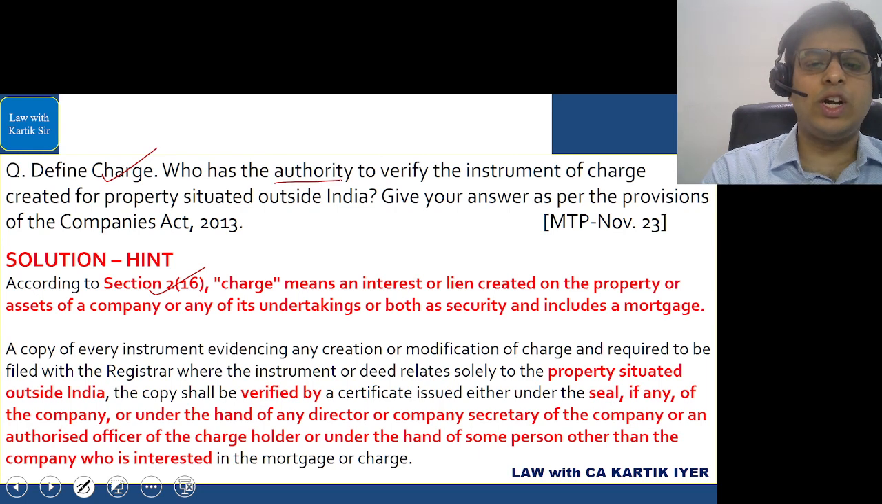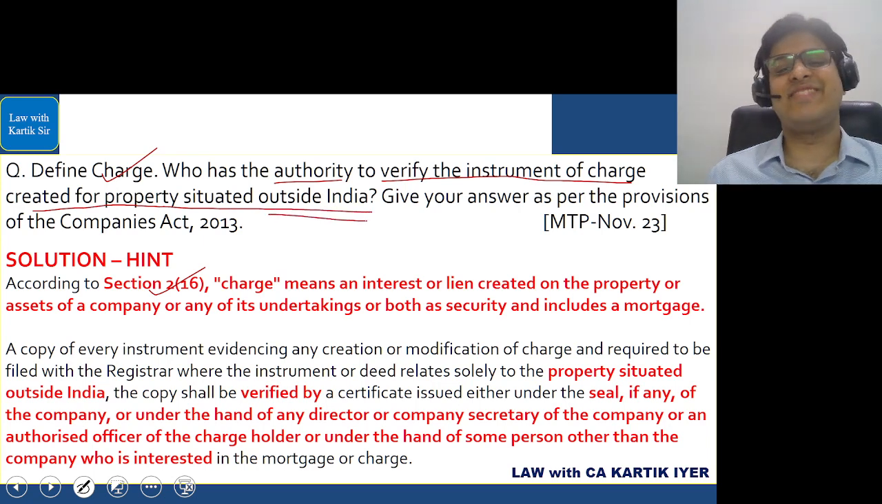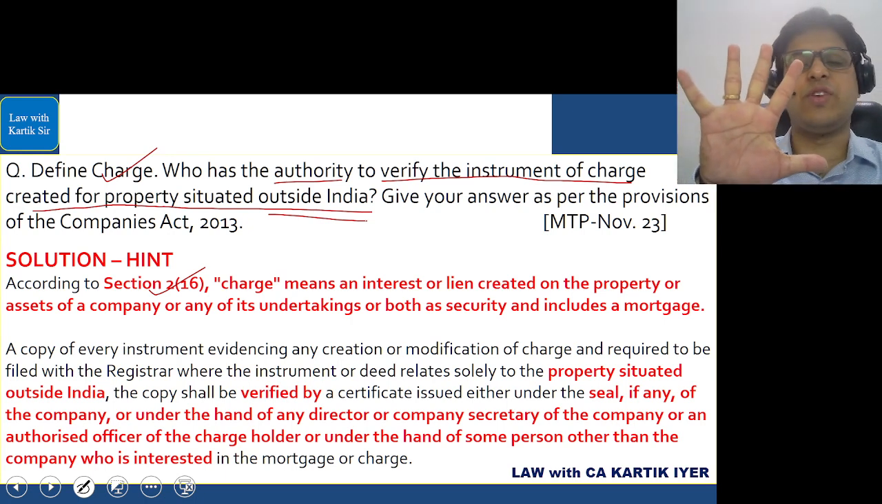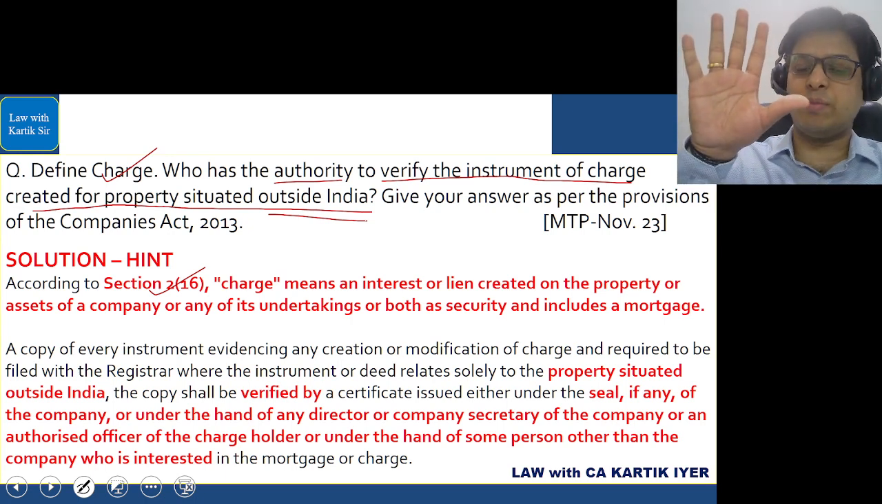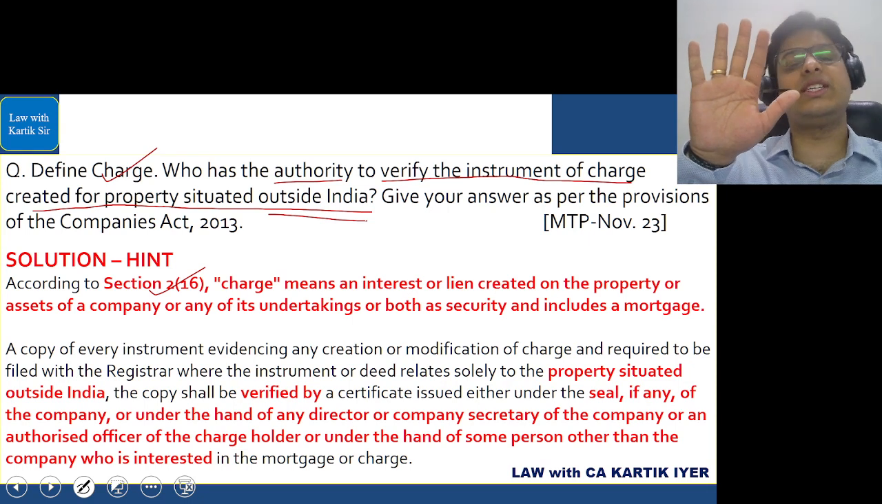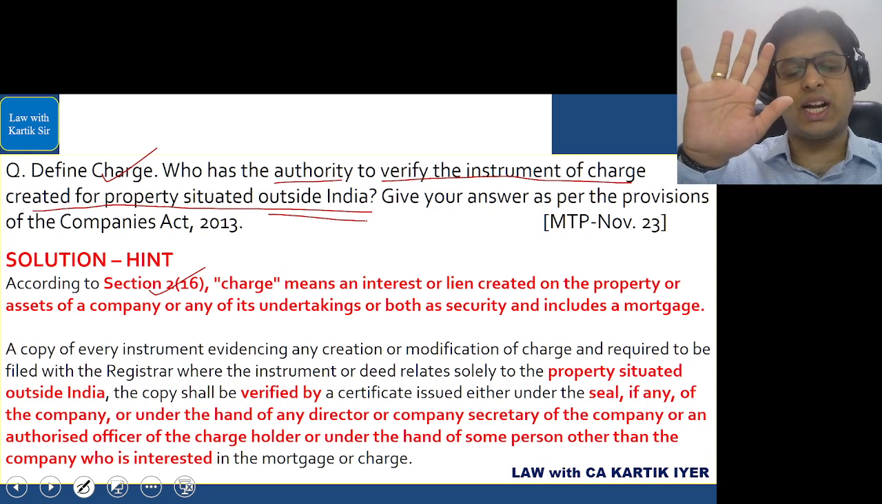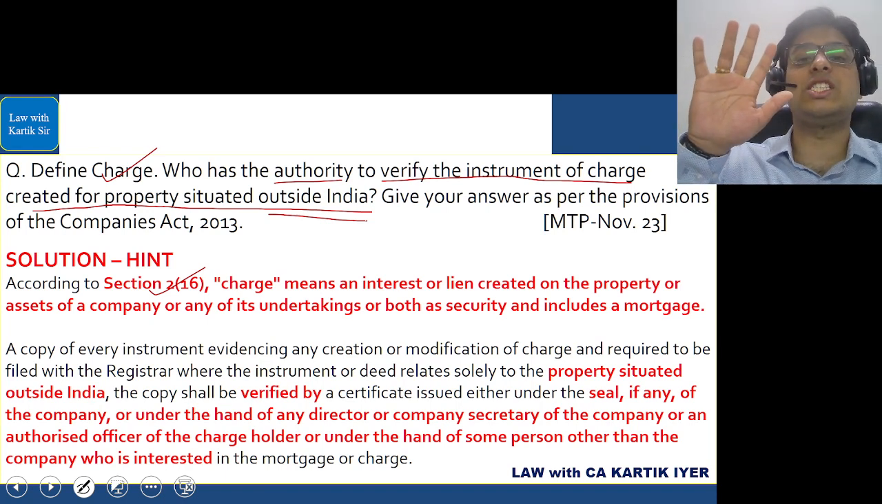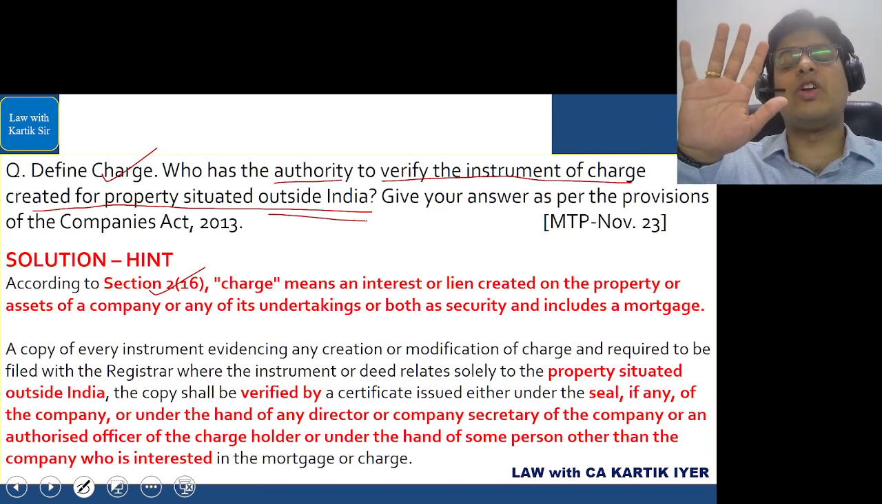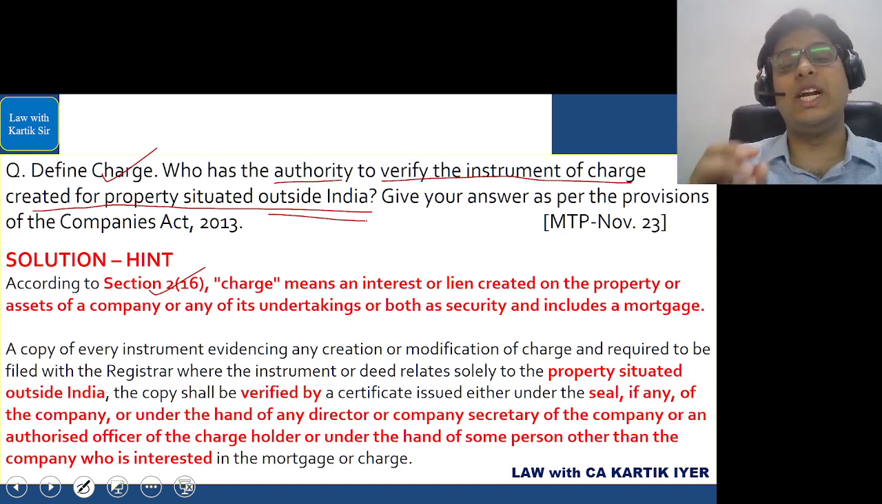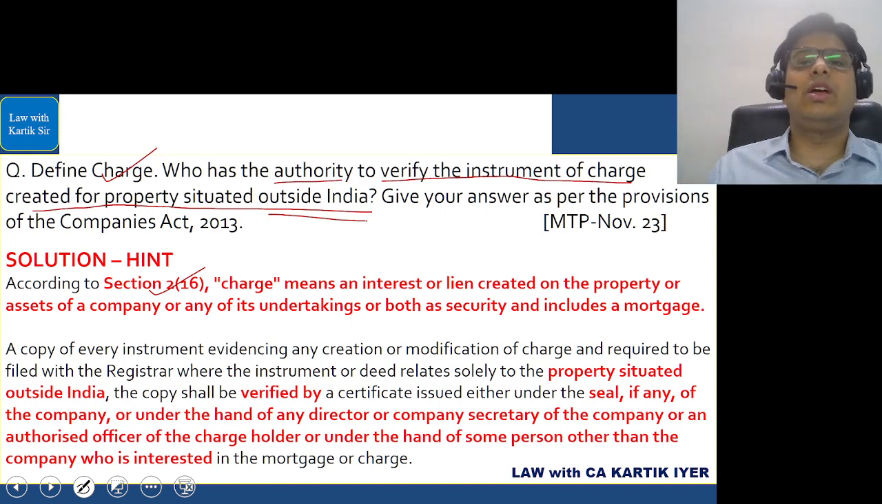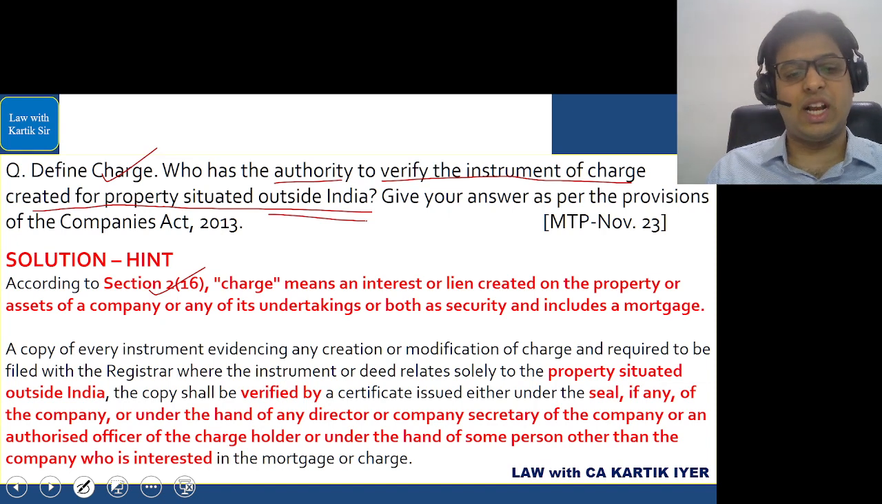Who has the authority to verify the instrument of charge created for property situated outside India? So who will verify the property situated outside India? Remember the 5 fingers. Okay, seal of the company is this finger. This finger is the hand of the director, that is signature of the director, signature of the company secretary. Then you have the authorized person of the charge holder, and finally any person who is interested in the mortgage. Any person who is interested in the mortgage in relation to that property.